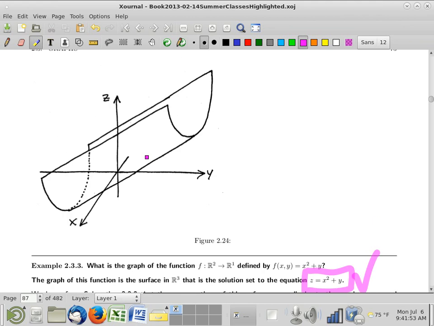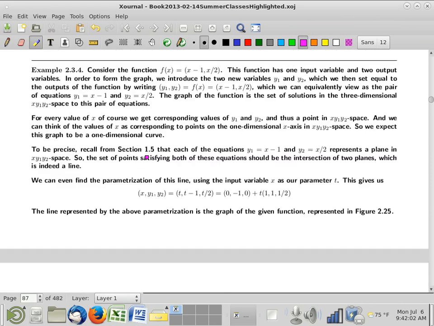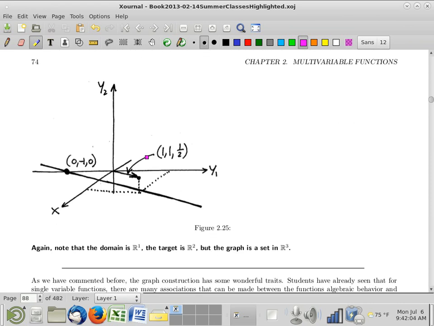Questions? How's everybody doing so far? All right. I'm going to skip this next example. You guys can read this one on your own.